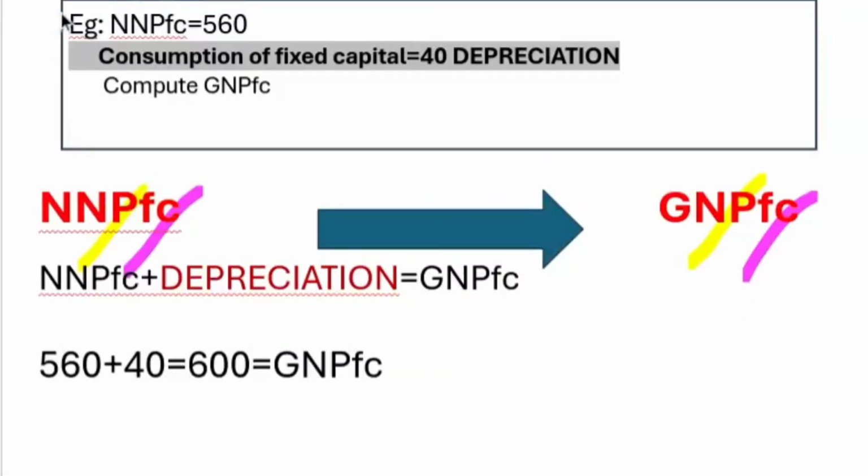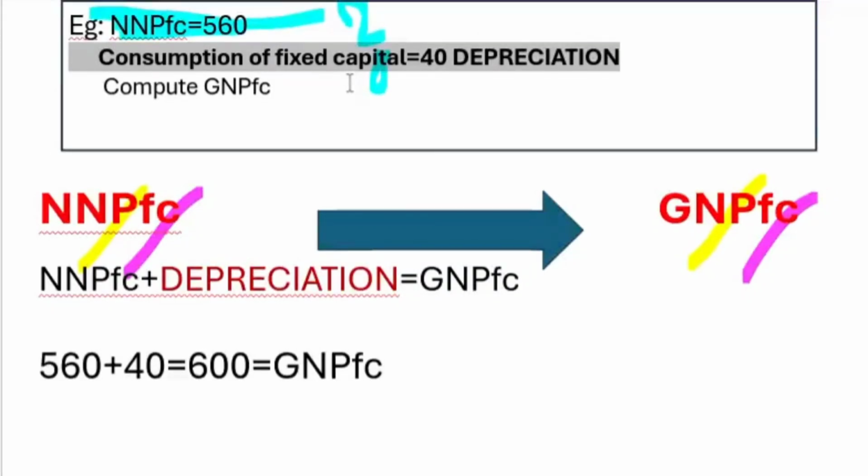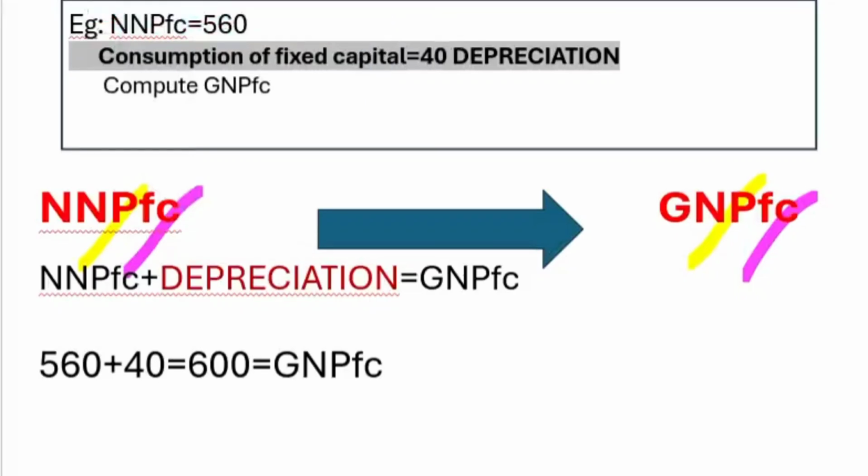Let's understand this with an example. Suppose that NNPFC is given as 560. Then we do have consumption of fixed capital and we are asked to compute GNPFC. Let me tell you that in the normal course, in the examination, this NNPFC will not be directly given. So through some methods, we need to find out NNPFC, then we need to solve this. The thought process will be the same in computing the overall national income question. We are moving on to it.